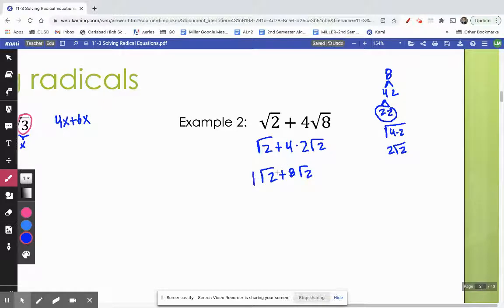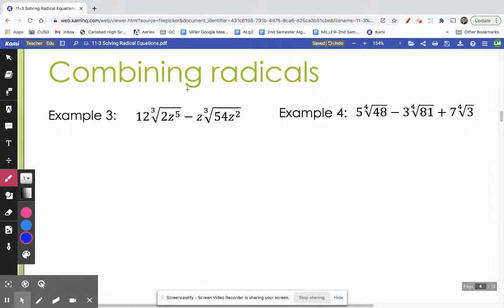So we have 1 root 2 plus 8 root 2 is 9 times the square root of 2. So that's basically why we simplify radicals, so that we can do stuff with them if we put them all in the same form. All right, a couple more here of adding and subtracting radicals.